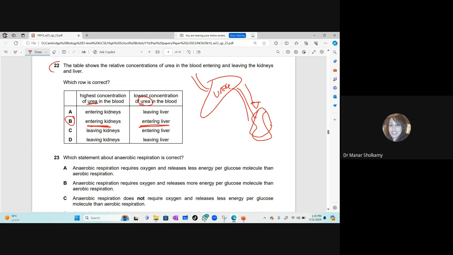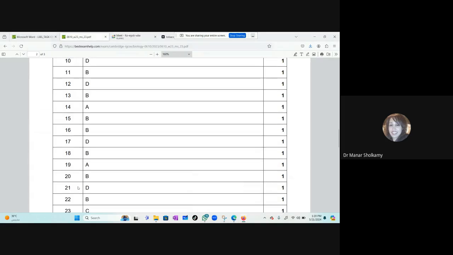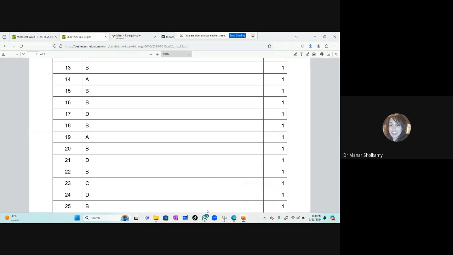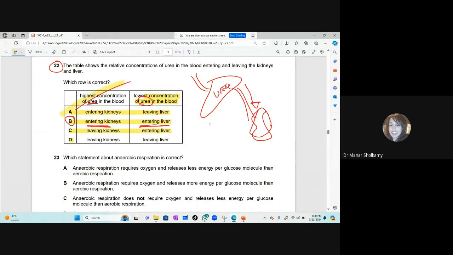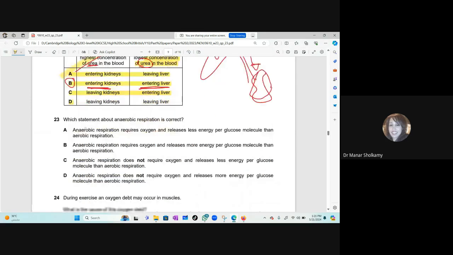Did you get number 22? Who is confused? Number 22 is definitely tricky. But the answer is definitely B. Let's look at the mark scheme to make sure. 22B. Okay? Anyone is confused from 22? Do you want me to repeat it? Okay. No one is confused.